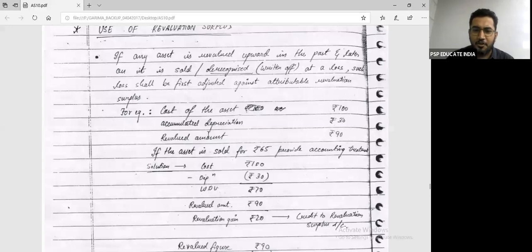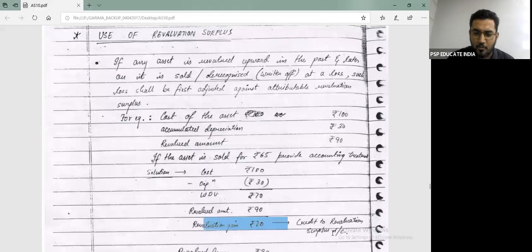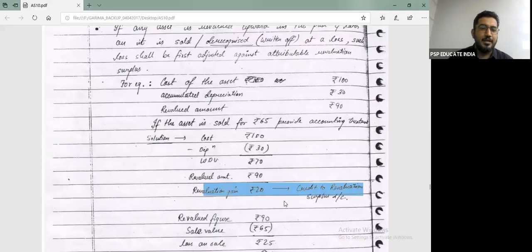Cost of the asset is 100, accumulated depreciation is 30, revalued amount is 90. So you have 100 minus 30, 70, and 70 revalued to 90. Your revaluation gain is how much? 20, which goes to credit of revaluation surplus. Okay. Now tell me, after revaluation, what is the value of your PPE? After revaluation, what is the revalued amount of your property, plant and equipment?